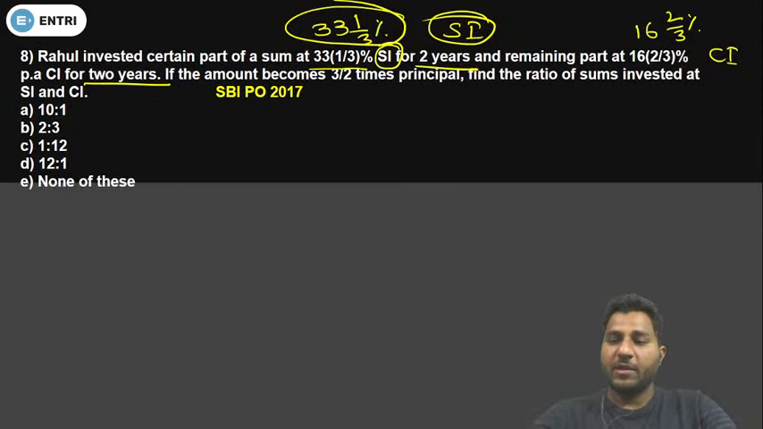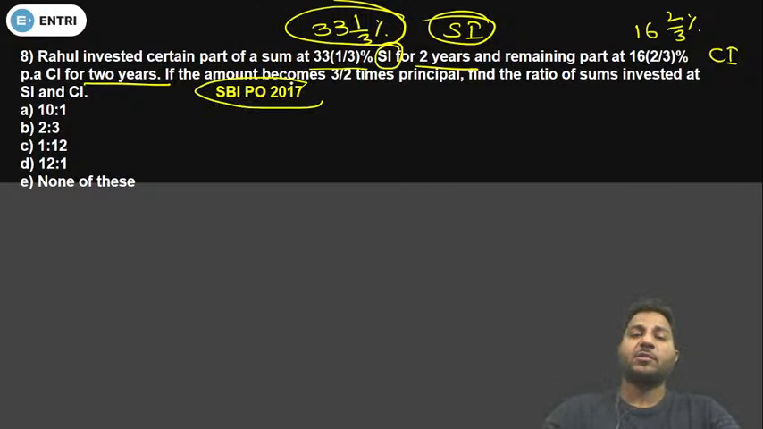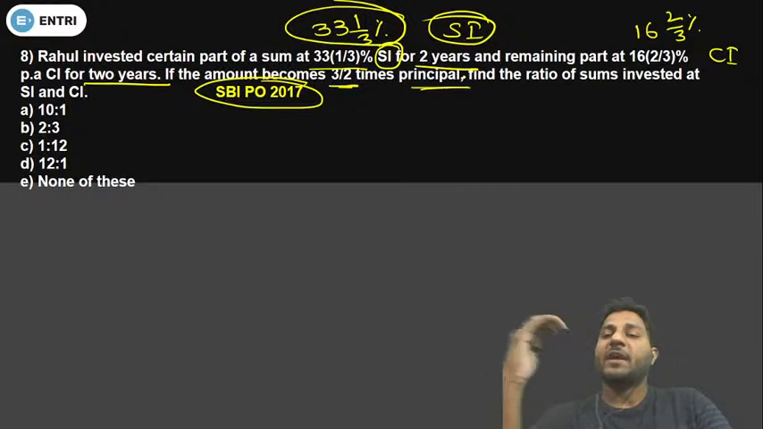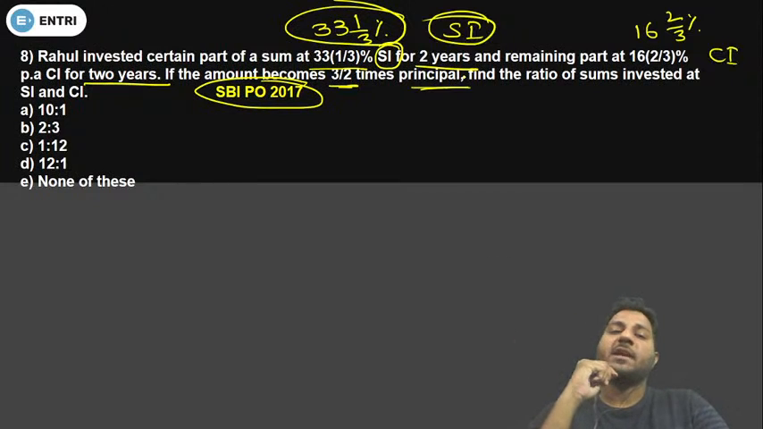Okay, did you get it? Guys, who will give me the answer? Naidu and Renuka, you should tell me whether you get this question or not. It's an SBI PO 2017 question. If the amount becomes 3 by 2 times the principal, find the ratio of sum invested at SI and CI.